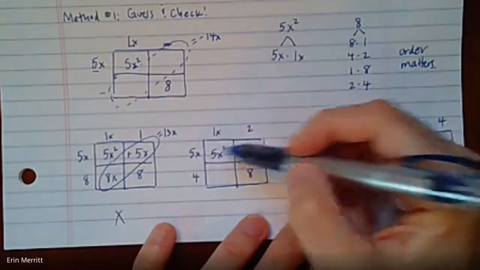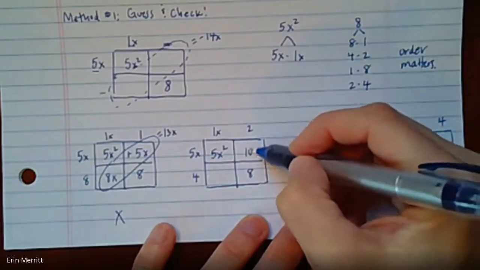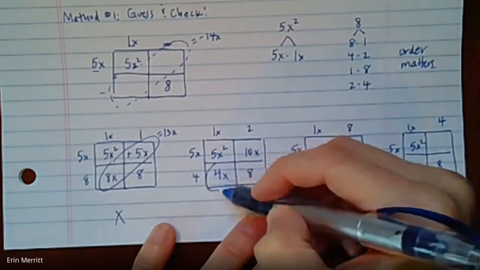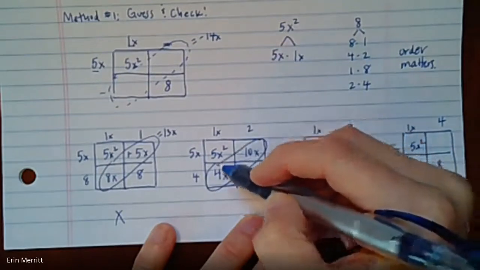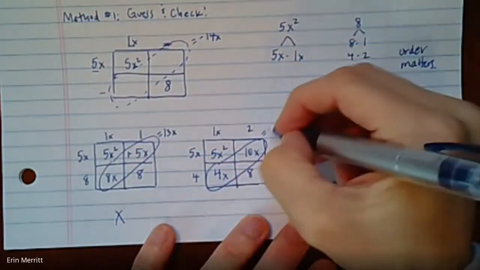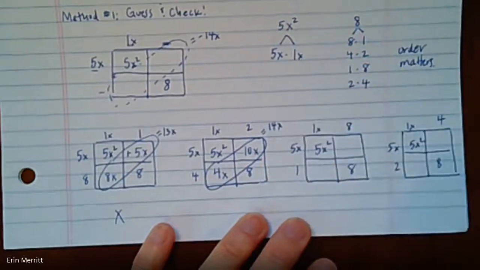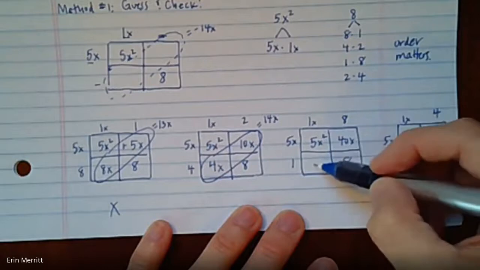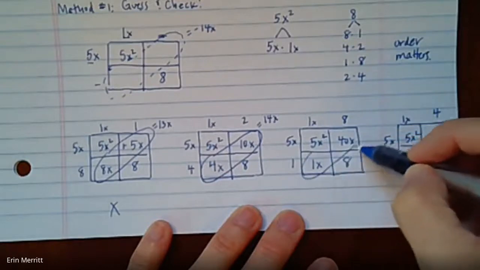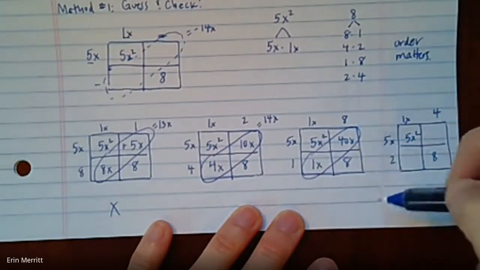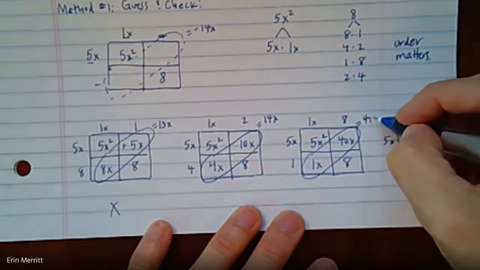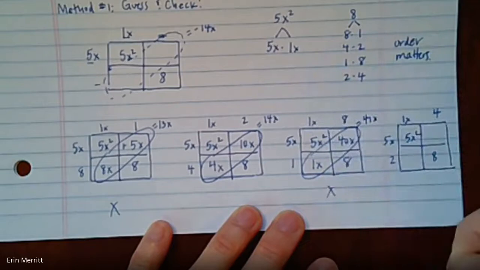If we do this next one, 5 times 2, we would get 10x. 1 times 4, that gives me 4x. And this looks like it's our winner right here. Now, just to convince you, if I go through 5 times 8, that would give me 40x. 1 times 1, this one would give me 41x or maybe 39x, depending on if I add or subtract. But either way, it's not going to give me 14. So we can see that that one doesn't work.